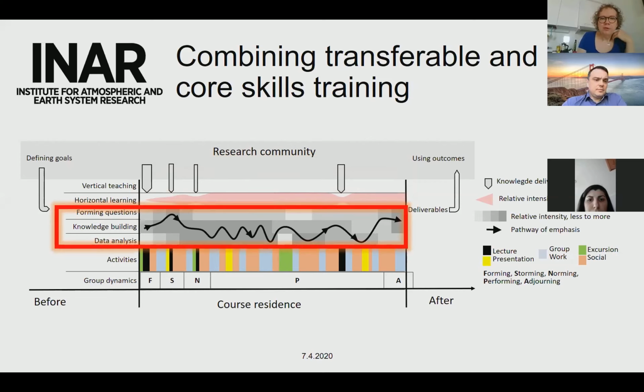But what students do during this 2-week period is that they move between forming questions and knowledge building, which are clearly involved in this core skill part, and data analysis in this particular course, which is more like a transferable skill. And here with this curve, we basically see how they generally move between these. So you can see that it's an interplay, very much integrated, learning both transferable and core skills at the same time.